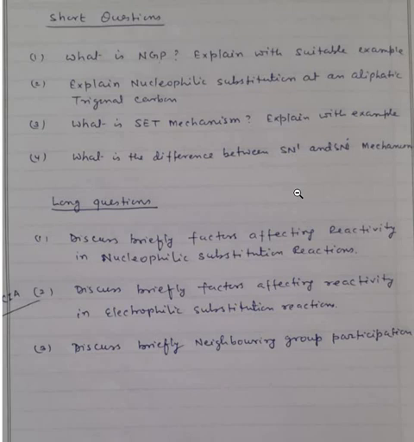Now the second question is like that. Explain nucleophilic substitution at an aliphatic trigonal carbon. So you know this reaction with the C=O in acidic medium, H plus attacks the oxygen, and this type of reactions I have discussed in addition and elimination reactions. So you have to write some important points with examples related to nucleophilic substitution at an aliphatic trigonal carbon.